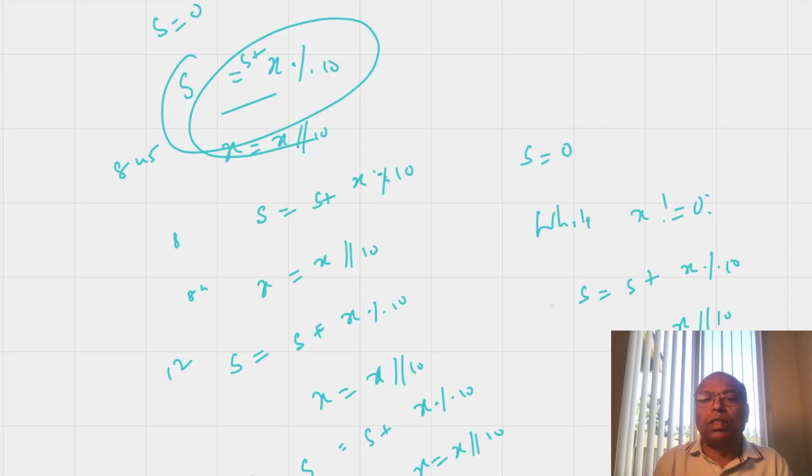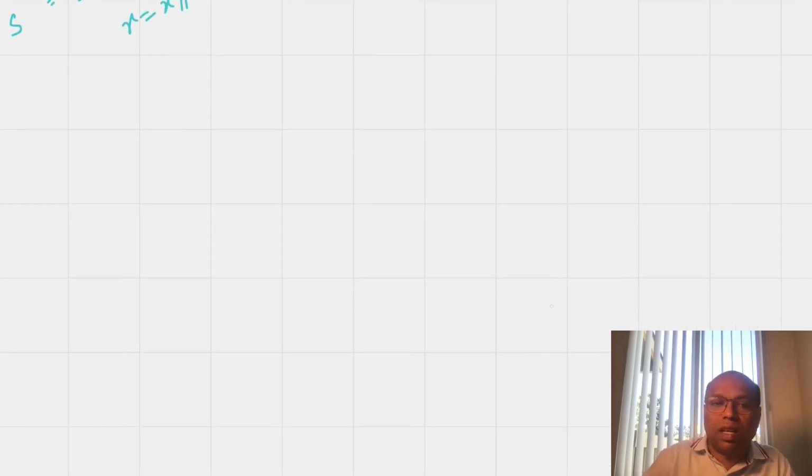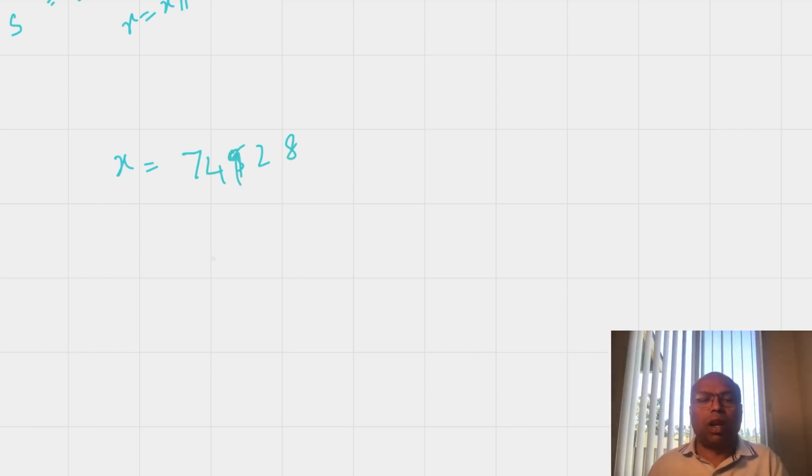If you want to find out which is the largest digit, what should I do? I am going to say here in this case, X is equal to 74528. Or let's say 7479. Which is the largest digit? 9. Okay, now what do I do?